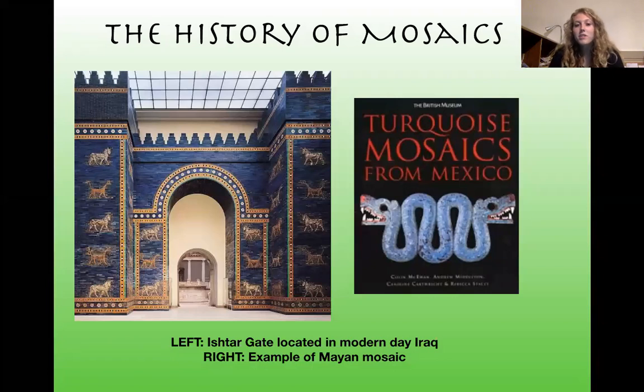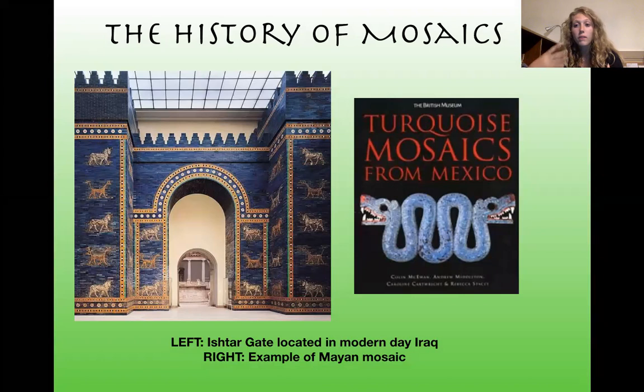Today, I'm going to talk about the history of mosaics. So we're just going to dive right in. And on the left, you can see this is one of the oldest mosaics found. It is from ancient Mesopotamia in modern-day Iraq. It is known as the Ishtar Gate, and it was made out of stones, shells, ivory originally.